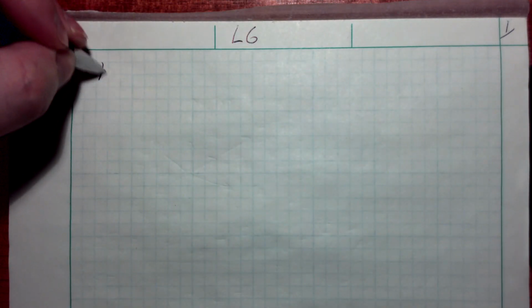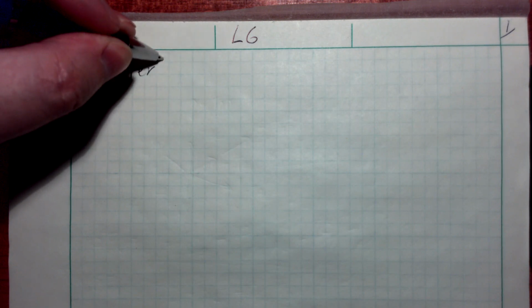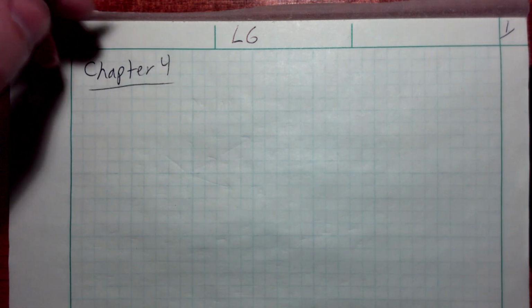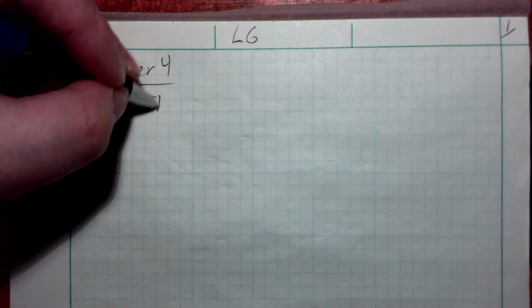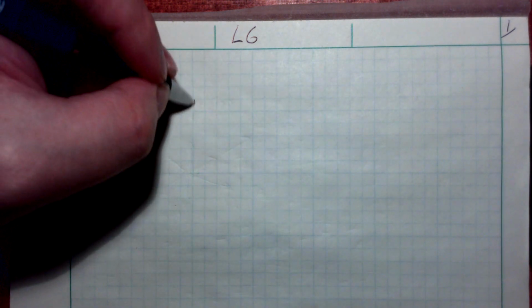We're going to start lecture 6. This is page 1 of something. For us, we're going to look at chapter 4 in the Hibbeler text. That is where we introduce the concept of the moment.